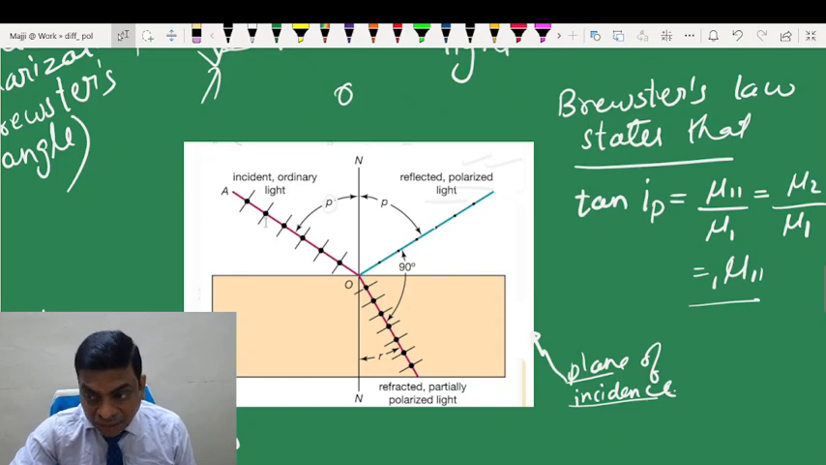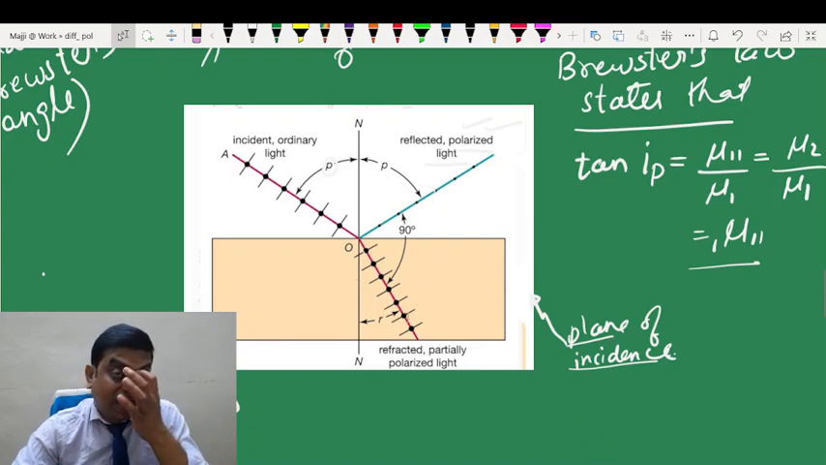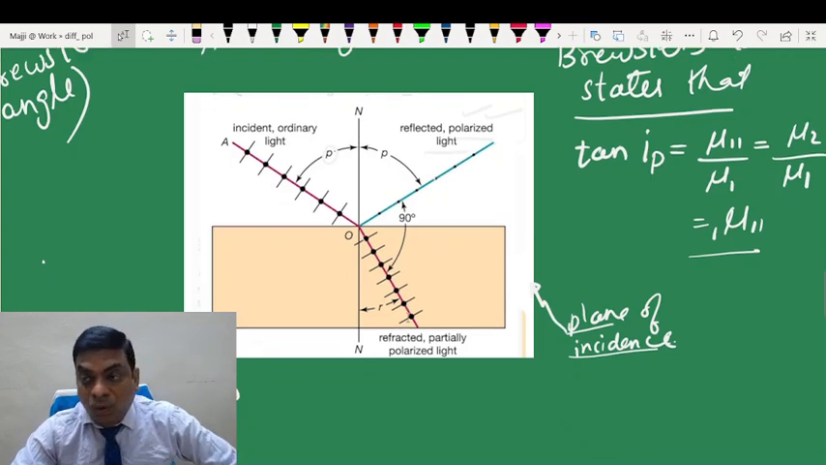So we have equal intensity of electric field vector components in the plane of incidence and perpendicular to the plane of incidence. But here what happens in the reflected ray, certain electric field components perpendicular to the plane of incidence have been carried away by this reflected light. So certainly the remaining electric field components which lie perpendicular to the plane of incidence will be present here. Whereas all the electric field components parallel to the plane of incidence will be carried by the refracted ray. I hope you got the point.